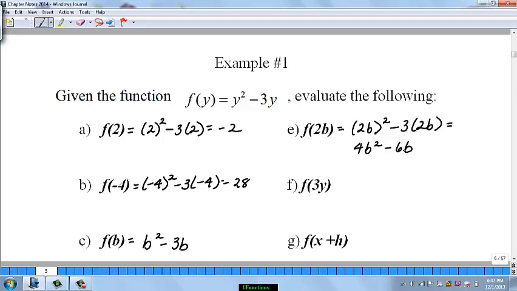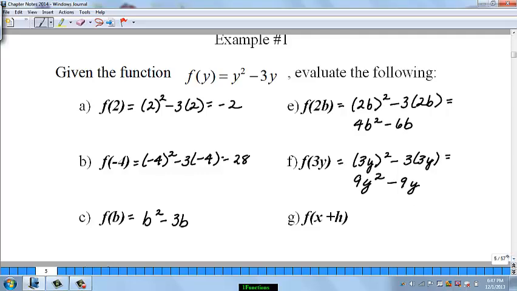If I put a 3y in there, I would have 3y squared minus 3 times 3y, and don't forget what I just showed you above. This is actually 9y squared minus 9y, and there's nothing more I can do to it. You can factor it, but you don't need to. They just said evaluate, and so that's what we're doing.